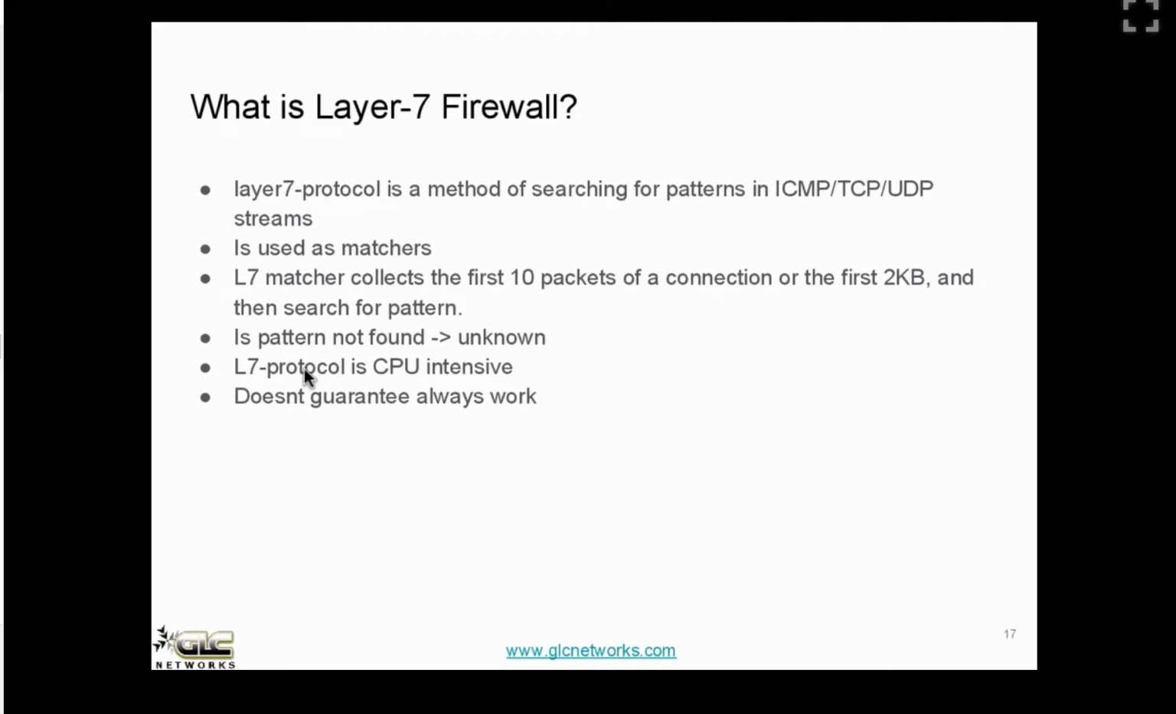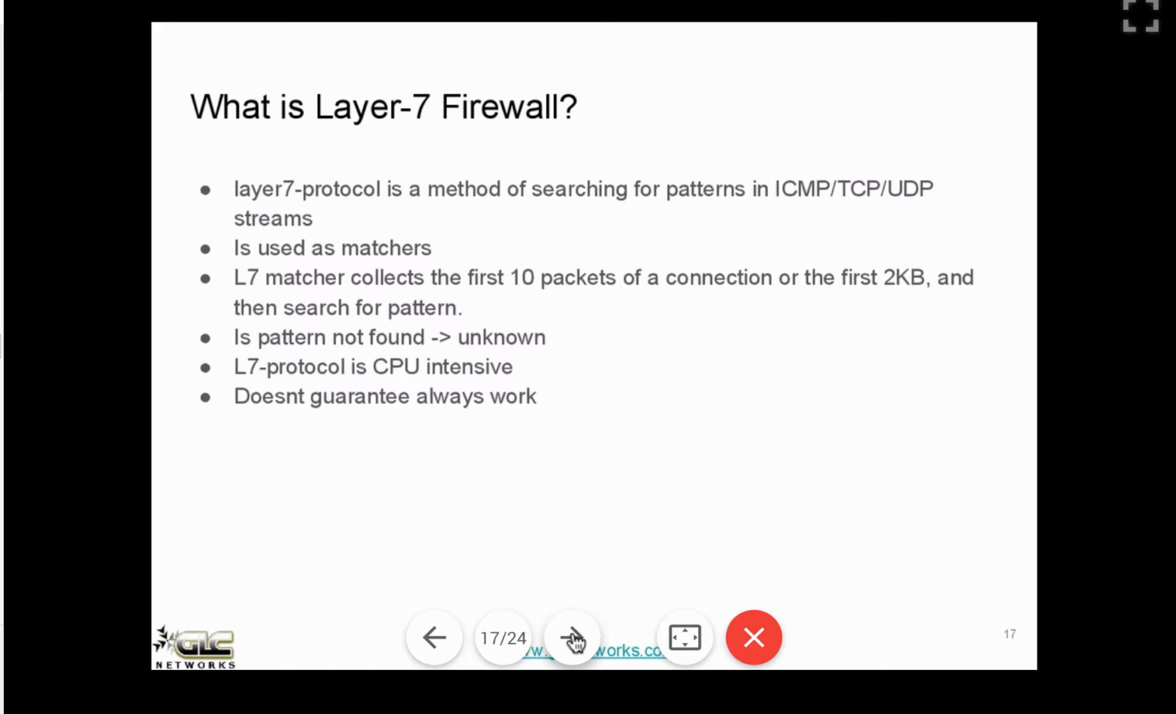Take the first packets of a connection. Remember, a connection is a collection of two parties: destination IP address, source IP address, and the port. This is CPU intensive, and it doesn't mean that it always works. One thing for sure, you need to understand the pattern, because not many applications open up the pattern of their communication, and layer 7 firewall doesn't guarantee it always works. Some protocols, yes, it can, but other applications, it can't.